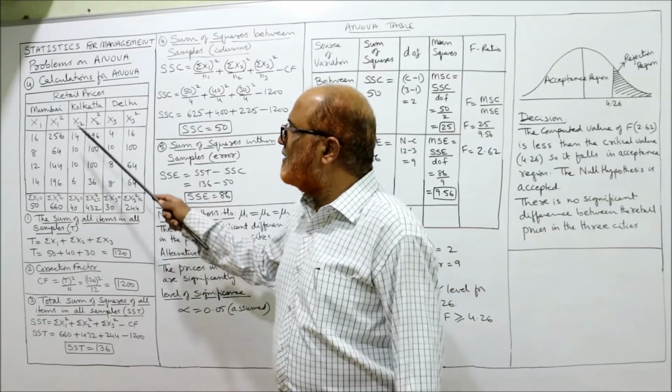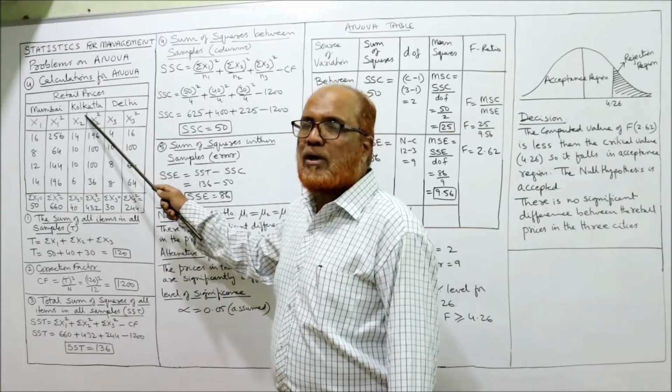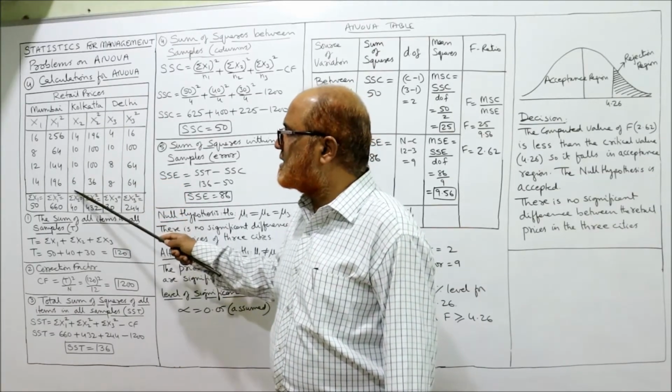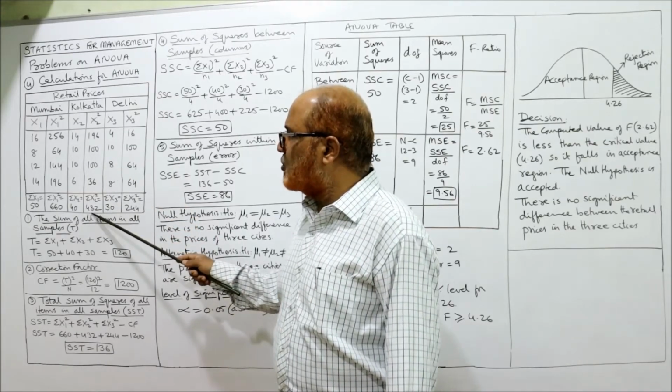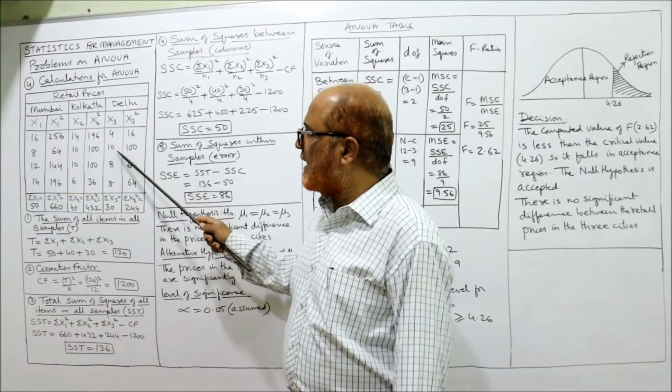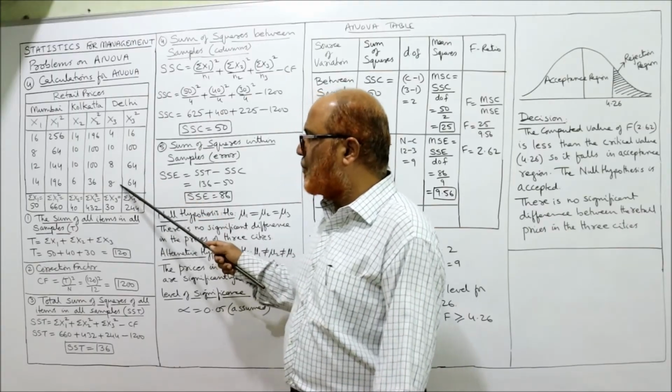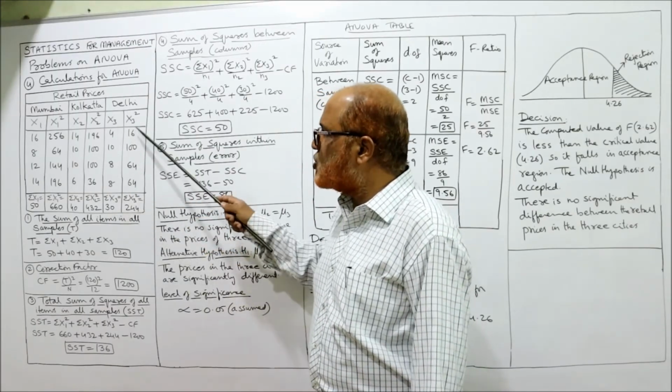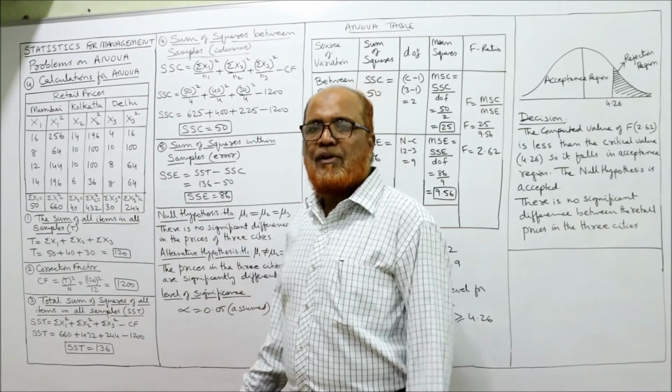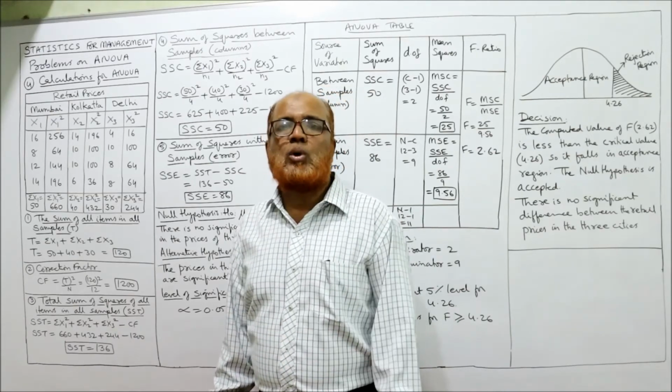Similarly, take down the values of Kolkata. The prices are 14, 10, 10, 6. Square it. Then we get the total. For Delhi, the prices are 4, 10, 8, 8. These are the prices given in the problem. Take the total, 30. Square it, 245. We have prepared the table. We got all the total values.